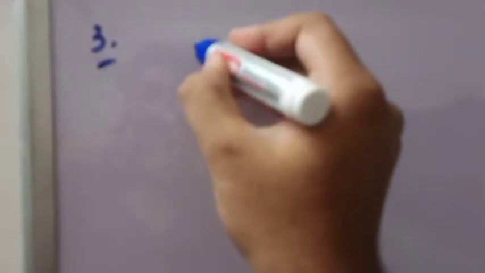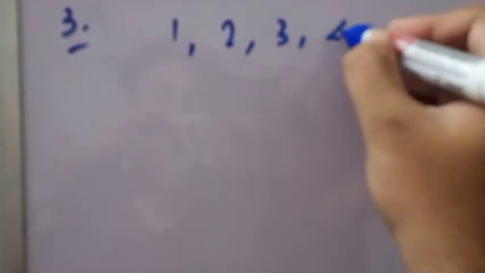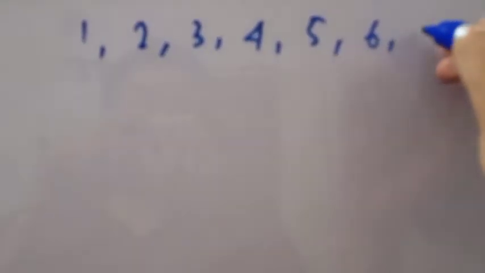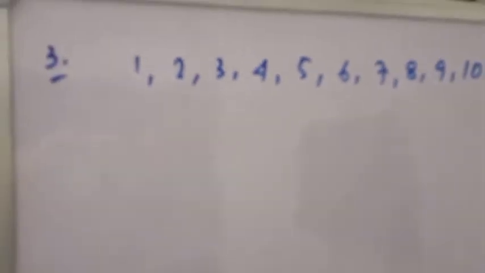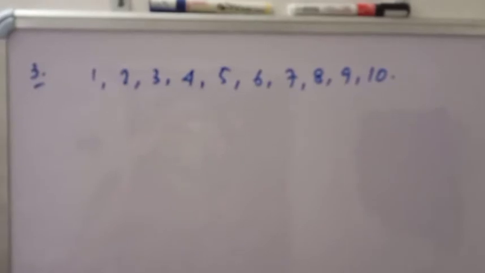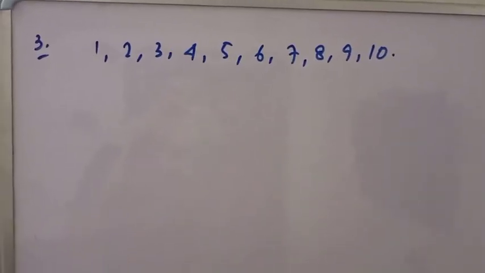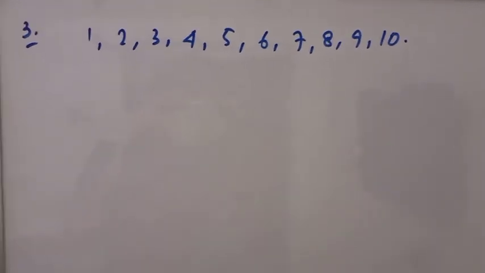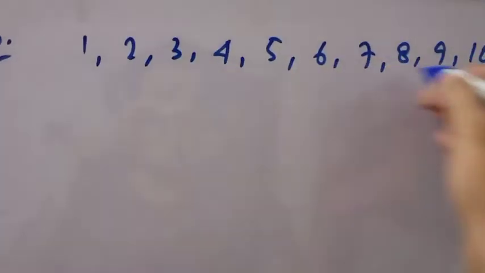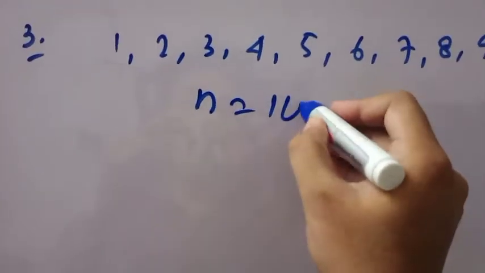Now in number 3, find the median of the first 10 natural numbers. So the first 10 natural numbers are 1 2 3 4 5 6 7 8 9 and 10. So you have to find the median. How many numbers are there? 10. So n equals 10. That means even.